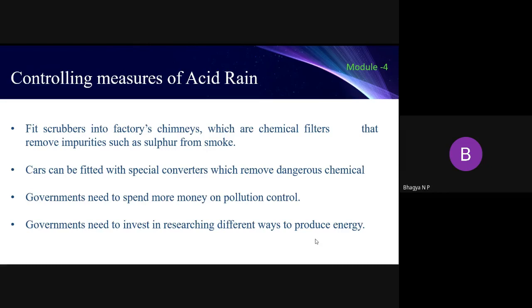And the second way is in the vehicles, by fitting some special converters. If you fit converters in the vehicles, what they will do is convert the dangerous gas into some non-dangerous gas. So in that way, we can avoid the release of dangerous gases to the atmosphere.